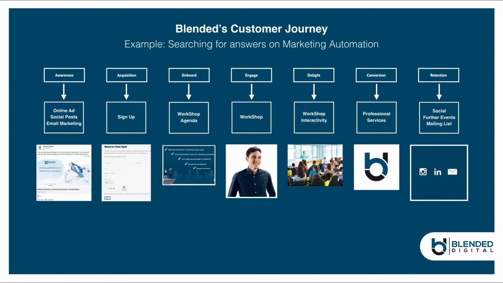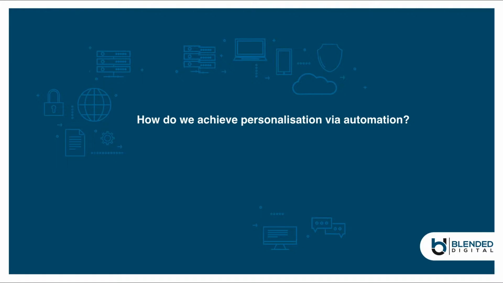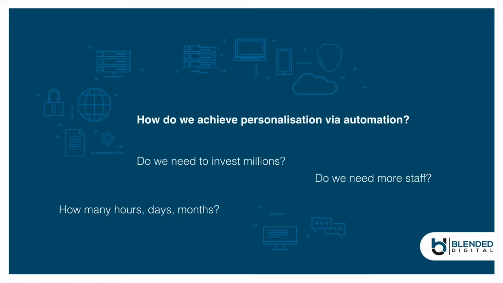So we talked about the how you do all this. So let's talk about the what exactly. How do we achieve personalization via automation? What exactly do we need? Do we need millions of dollars? Do we need more staff? Do we need more hours in a day? Do we need specialists? Do we need contractors? What platform do we need? There are so many bloody questions these days. It's insane.